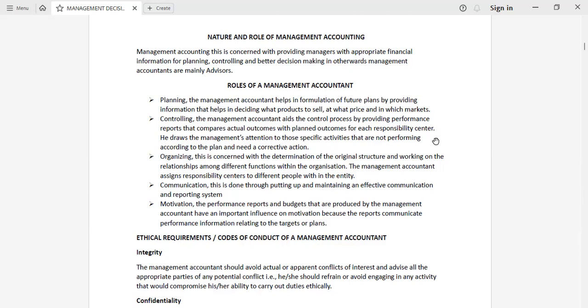But let's try to look at the role of a management accountant, at least what the management accountant can do in any given organization. These are the things that the management accountant does. Roles of a management accountant.